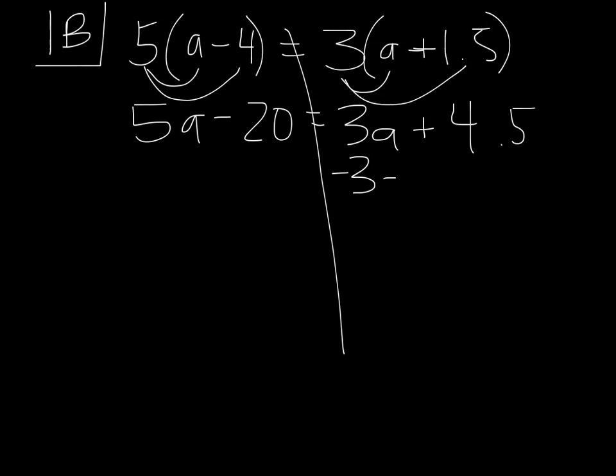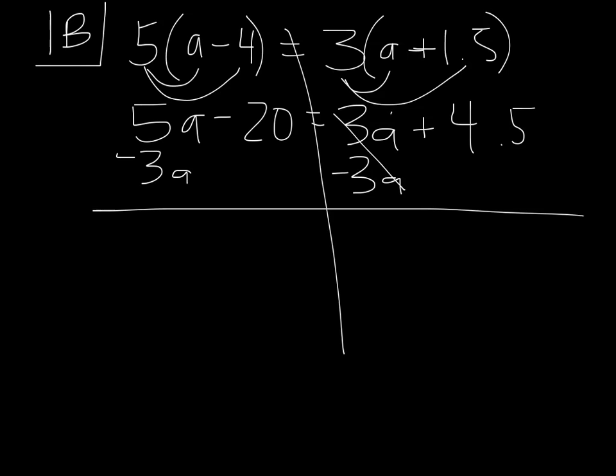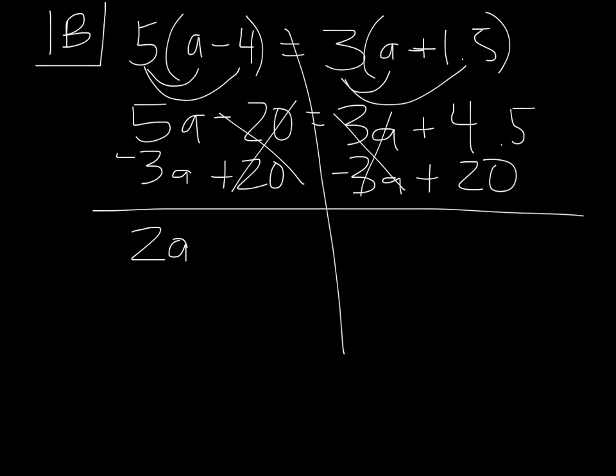I'm going to subtract 3a. You could start that any one of 4 ways. I just chose to do that because I knew it would give me a positive variable. Then, because I took the variables to the left, I got to take the constants to the right. And yes, I did do that all in one step. So what that gives me is those cancel out, and over here I got 24.5.